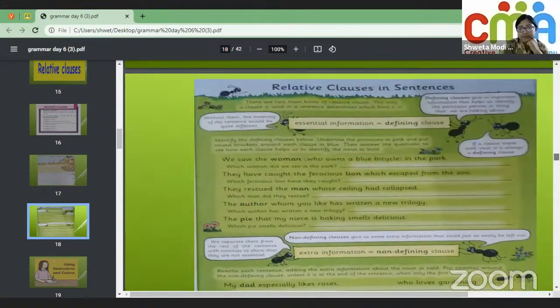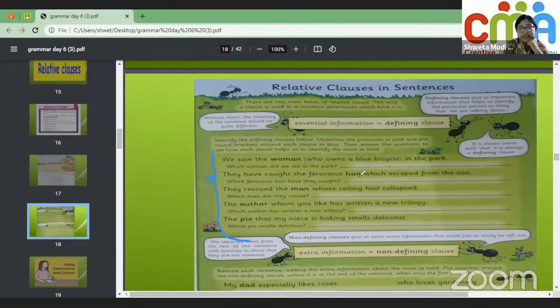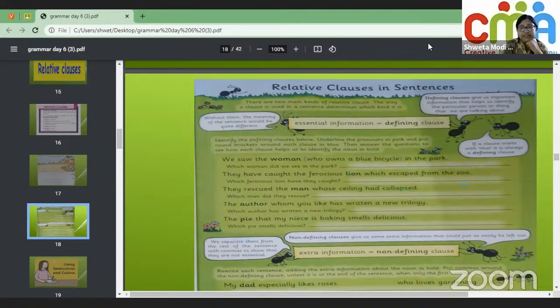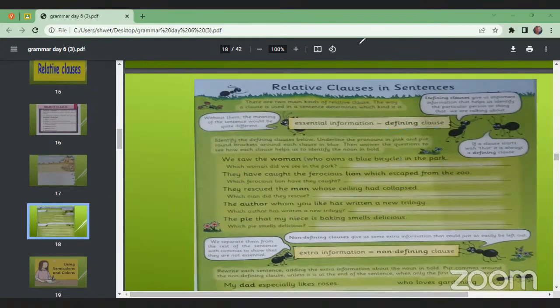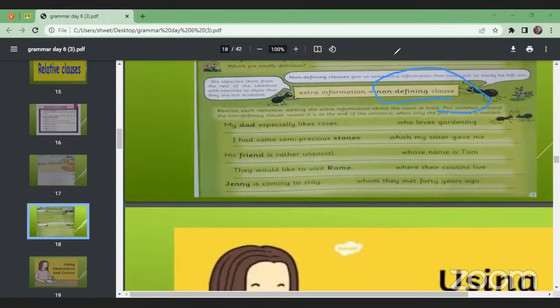So these are examples of a defining clause, because the information which is given is very important. Like they have caught the ferocious lion. Now, which lion have they caught? The one which escaped from the zoo is very important, essential information. In that case, we call it a defining clause. But if something extra is given, just additional information, then we call it a non-defining clause. Okay, is it clear?